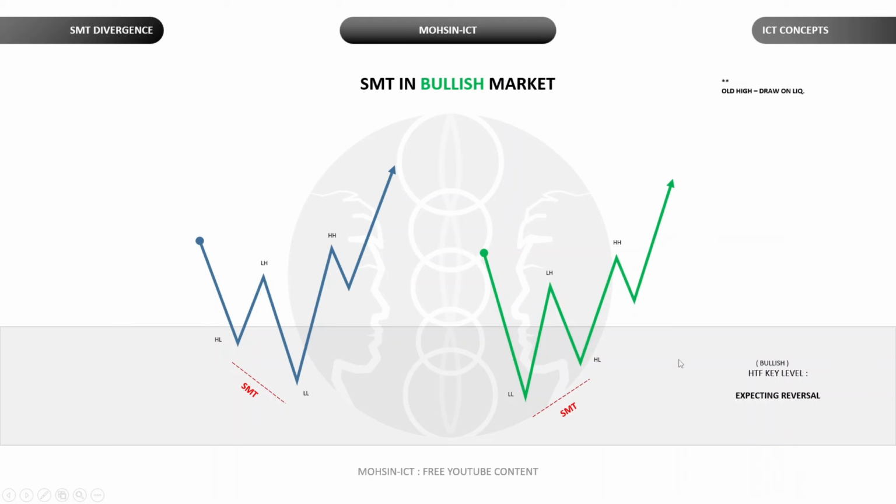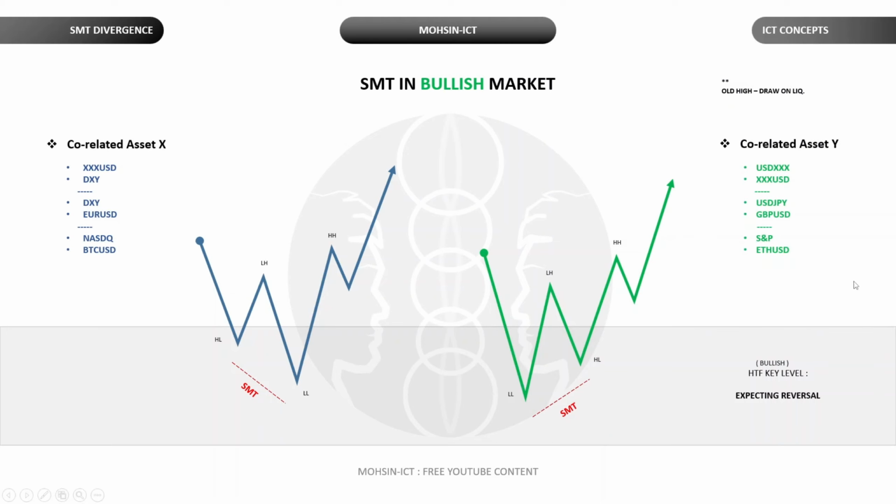See, I want you to understand that SMT is not a model. You need your analysis to be well done and then a clear strong liquidity near a high time frame key level. Then you look for the divergence between two correlated assets. These can be directly correlated or inversely correlated. After that, you look for the entry on lower time frames through this SMT. This SMT only confirms your trade idea that it is high probable and you can take your entry. Now, this asset could be any of these, and this asset could be any of these.